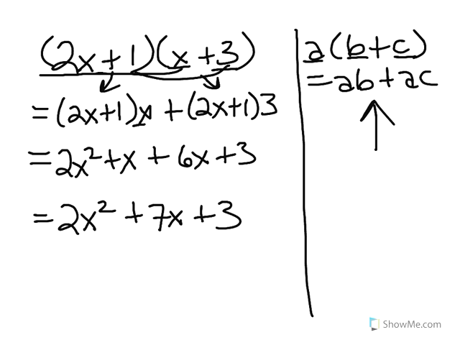We treated x as though it were a, and 2x and 1 as though they were b and c. And x times 2x gave us 2x squared, and x times 1 gave us x. And again, one last time, 3 was treated as though it were a, and then 2x and 1 again were b and c. I took 3 times 2x to get 6x, and 3 times 1 to get 3.